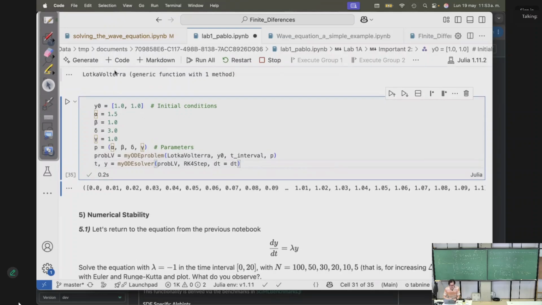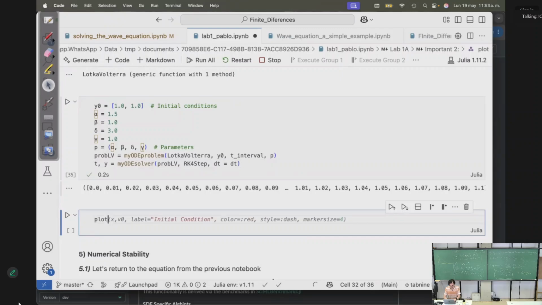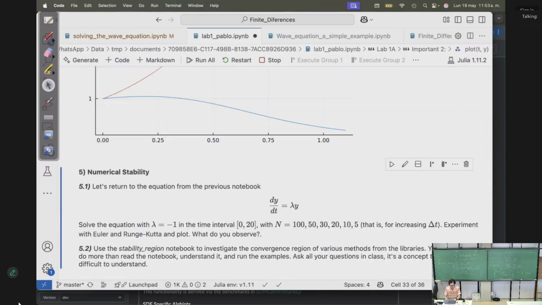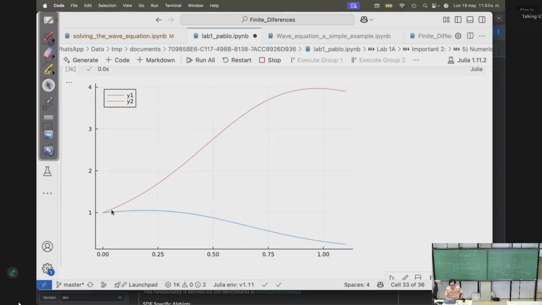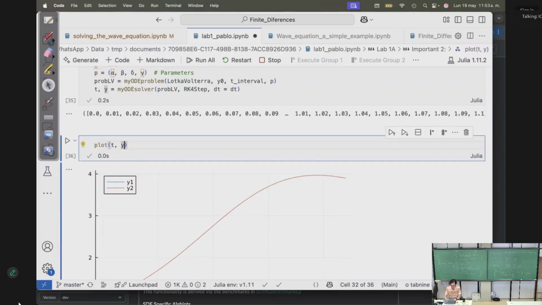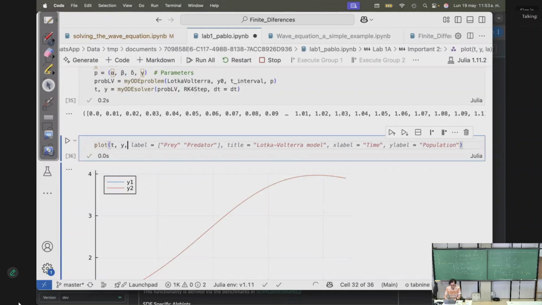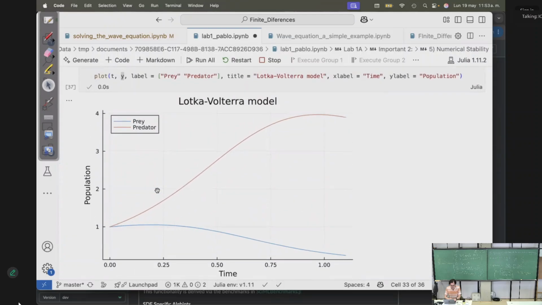Perfect. So we can now plot t, y, and see what's happening here. So we did a bit of evolution and we saw this plot here. We will try to put here some labels to understand what's going on. Label equals prey, predator. Let's just complete all of this. Okay, here. So prey is in blue and predator is in this kind of orange.